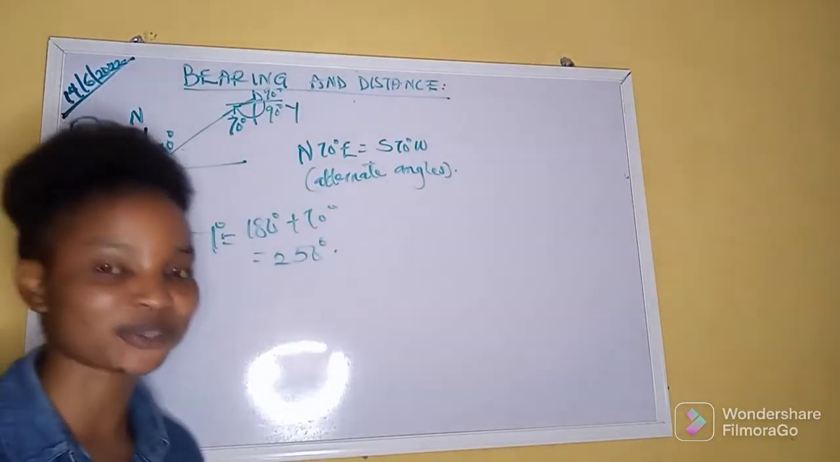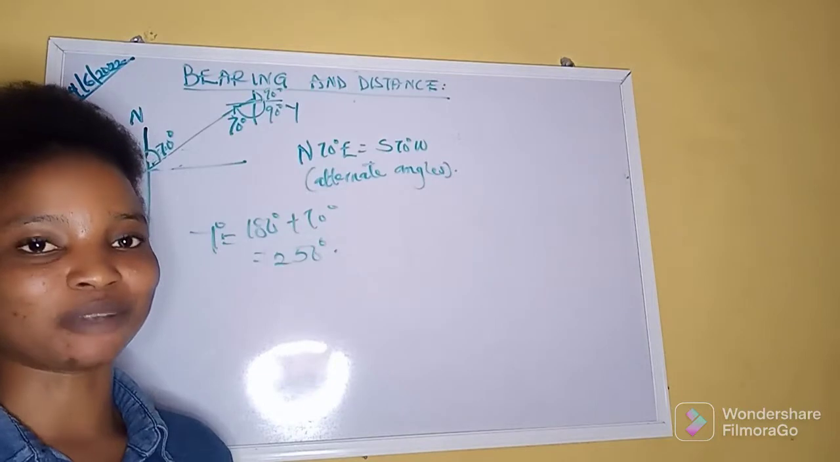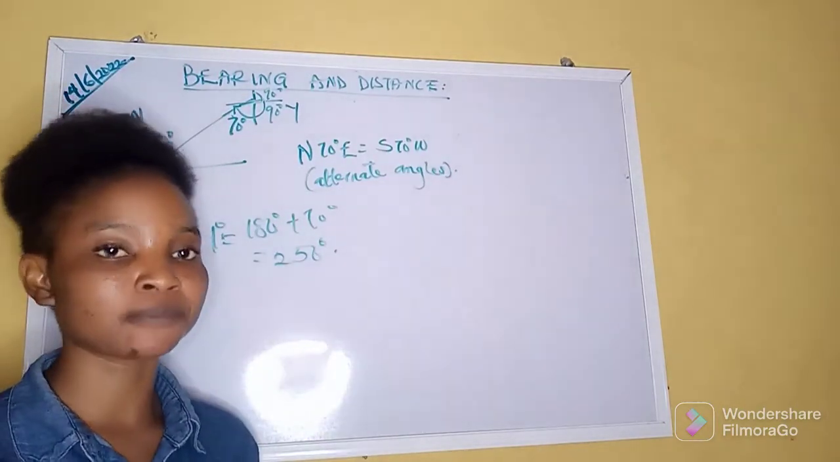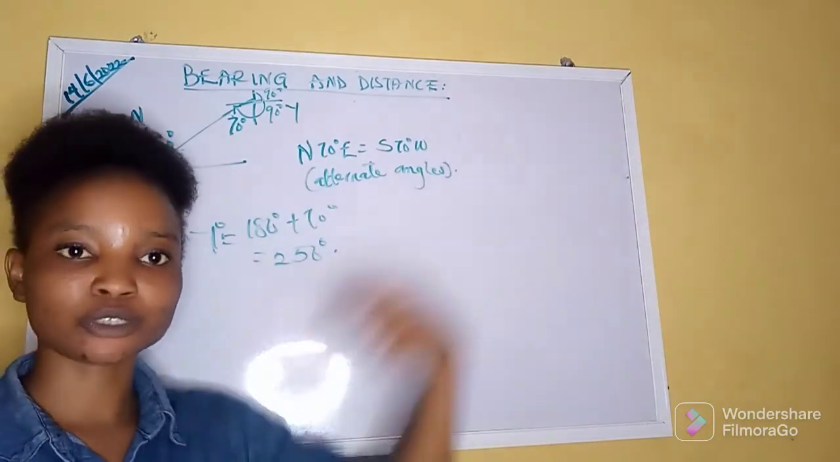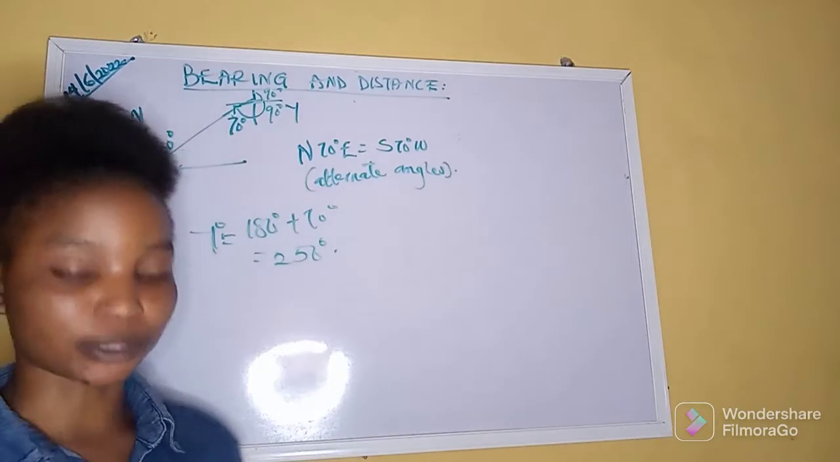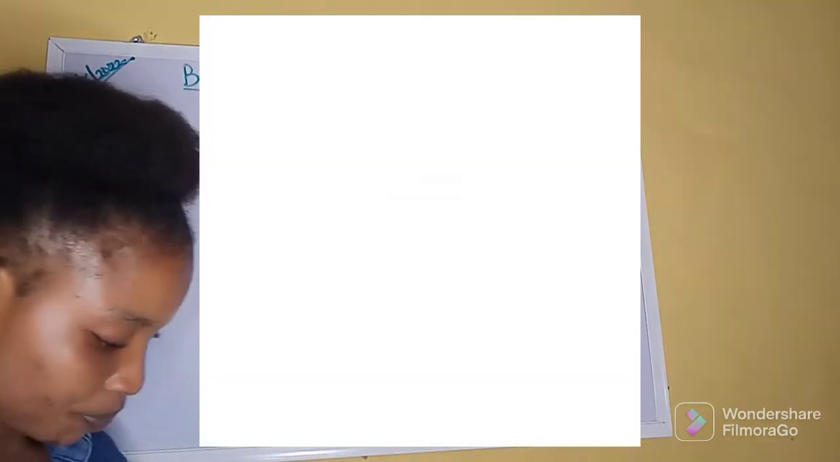This is the simplest question in bearing. If I'm at 70 degrees, which is between north and east, what is the bearing of the other person to me? So it's just a very simple question. That moves us to number 2.